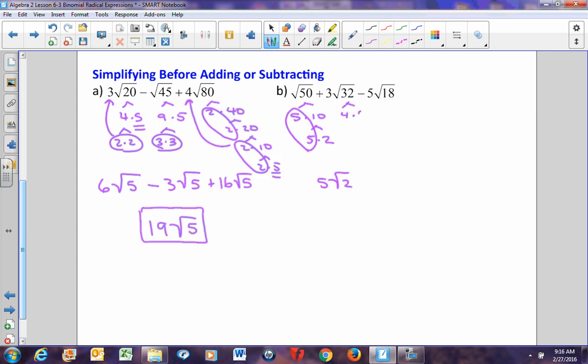32 is 4 times 8. This is 2 times 2. 8 is 2 times 2 times 2. So it's 4 times the 3 that's already out there. So that becomes plus 12 square roots of 2. And then 18, 2 times 9, 9 is 3 times 3, so it's 3 times the 5 that's already out there, minus 15 square roots of 2. So I have 5 square roots of 2 plus 12 square roots of 2, which is 17 square roots of 2, minus 15 square roots of 2, which just makes it 2 square roots of 2.